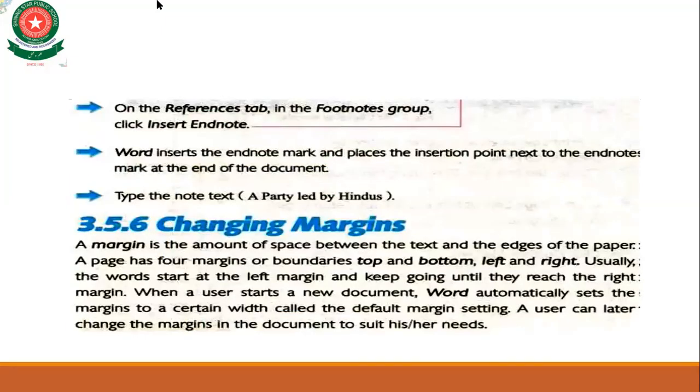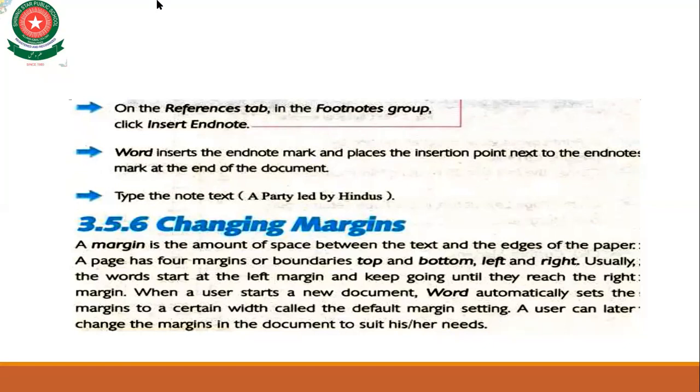Now on the References tab in the Footnotes group, click Insert Endnote. Word inserts the endnote mark and places the insertion point next to the endnote mark at the end of the document. Type the note text: a party led by Hindus. So these are the ways you can add footnotes and endnotes.